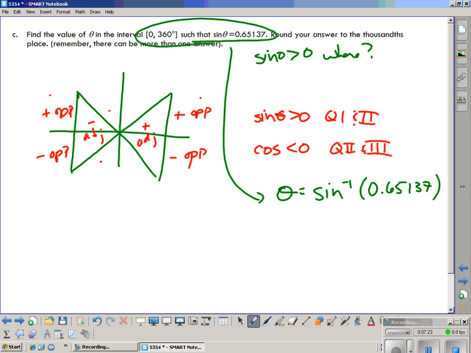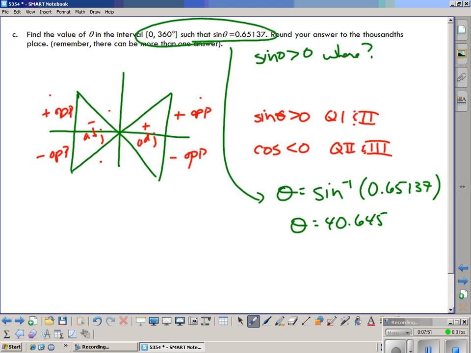So when you type that into your calculator, make sure you're in degree mode as always. You're going to end up getting an inverse sine of about 40 degrees, if I remember correctly. Thousandths place, 3 decimal places.